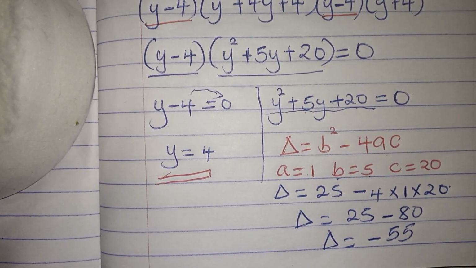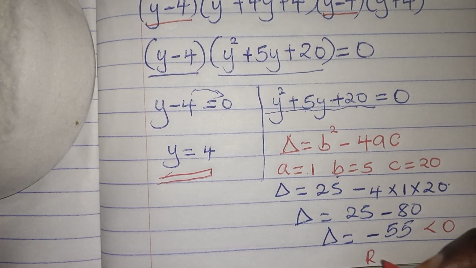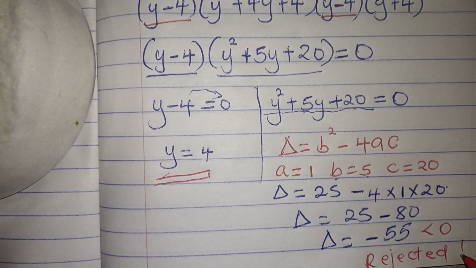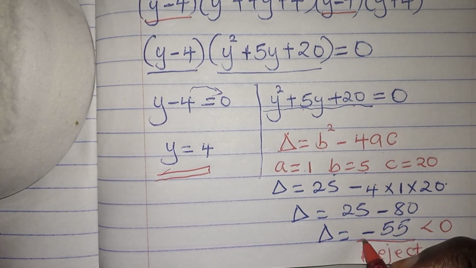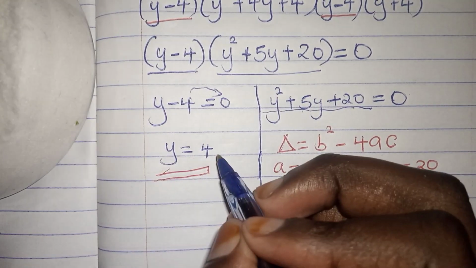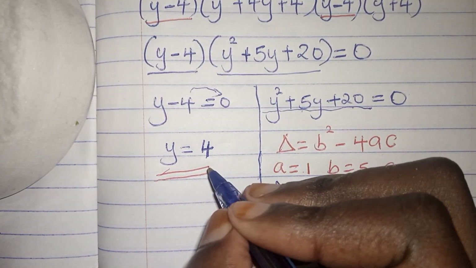So negative 55 is less than 0, so we will reject it. So delta is equal to negative 55, we've rejected that. So we remain with y is equal to 4. So our real value for y here is 4. We are going to use 4.